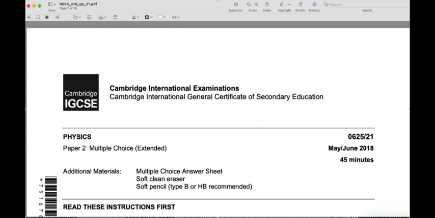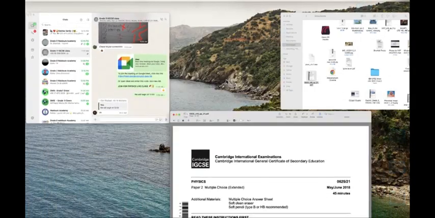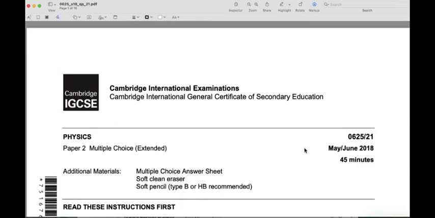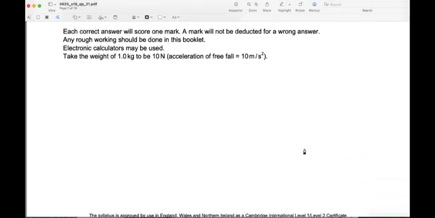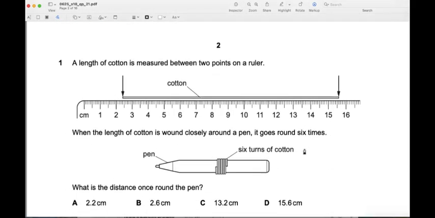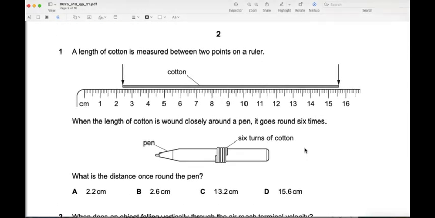Today we'll be looking at physics paper 2, multiple choice extended. We have paper 1, which is for core students. Extended is for those who are science students, so they have to take extended. We're looking at May/June 2018, paper 2-1, and you just have 45 minutes. We have 45 minutes for 40 multiple choice questions, which means a minute per question, and afterwards the remaining 5 minutes to do revision.